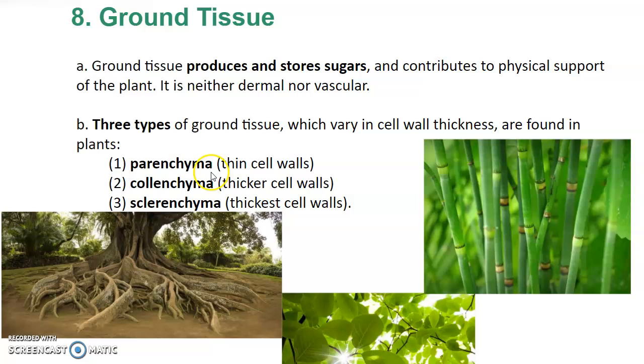They have thin cell walls. And then there's ground tissue called collenchyma. They have thicker cell walls. And finally, the last one is called sclerenchyma, and it has the thickest cell walls. They're all three kinds of cells that form ground tissue. Remember, a tissue is a group of cells working together to perform a job. So, for example, the sclerenchyma, a whole bunch of those cells working together to do something become a tissue.